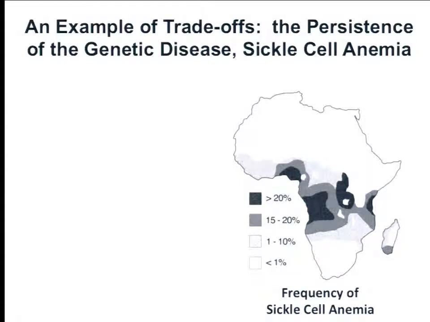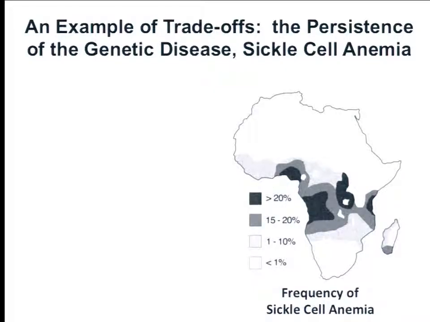So here's an example of trade-offs. This is a map of Africa, and the diagram here shows the frequency of individuals that have sickle cell anemia. It's a genetic hereditary disease, and in some places more than 20% of individuals have the sickle cell anemia gene. So if natural selection is operating and the disease is a bad thing, why doesn't it get purged out of the population?